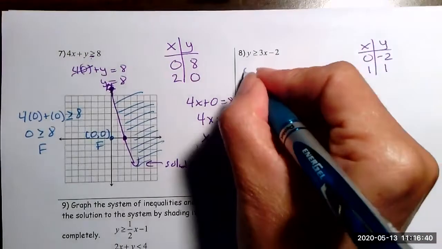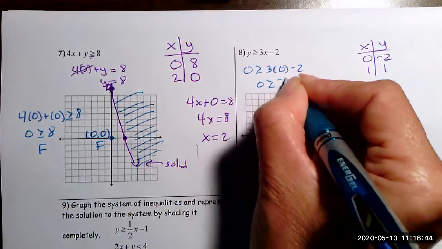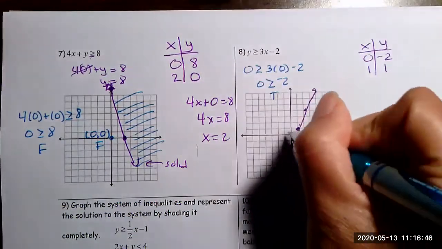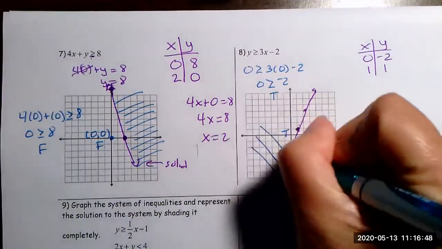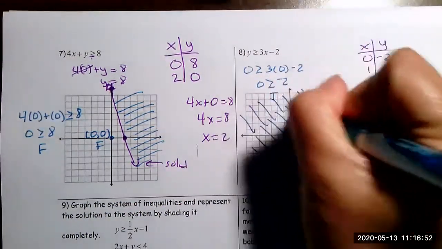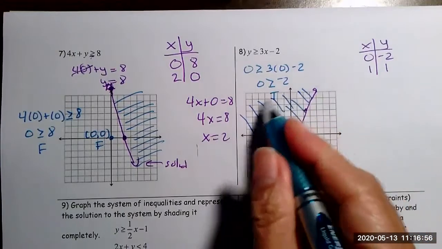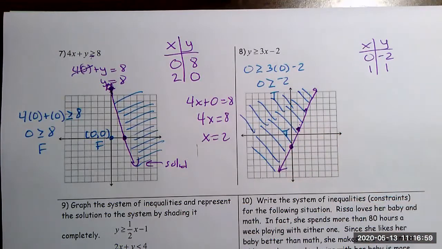So let's test 0, 0. 0 greater than negative 2, that is true. So this side is true, which means this is the side that I shade. All right, and all of it's good. Again, what does the shaded region represent? All the points that make this inequality true.